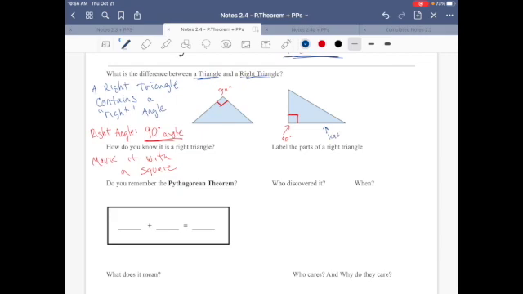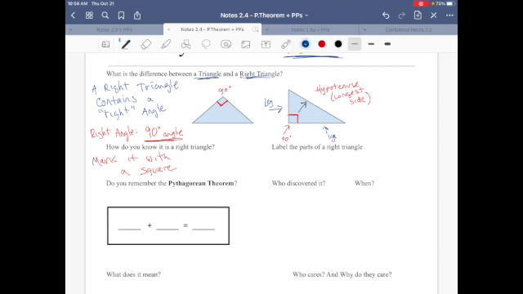So the parts of a right triangle, we have the legs. That's a leg, and this is a leg, right? The two sides that make up the 90-degree angle we call the legs. Then the last side we call the hypotenuse, and that is the longest side. It is always the side opposite the right angle.